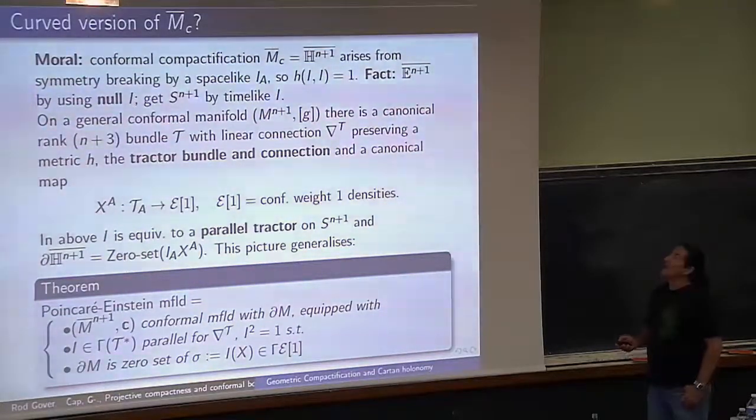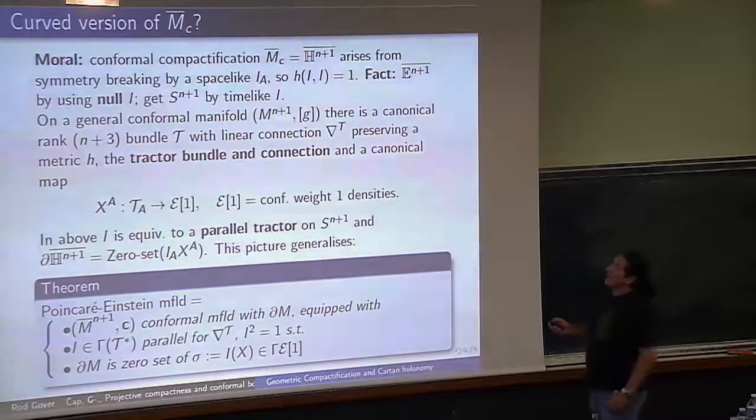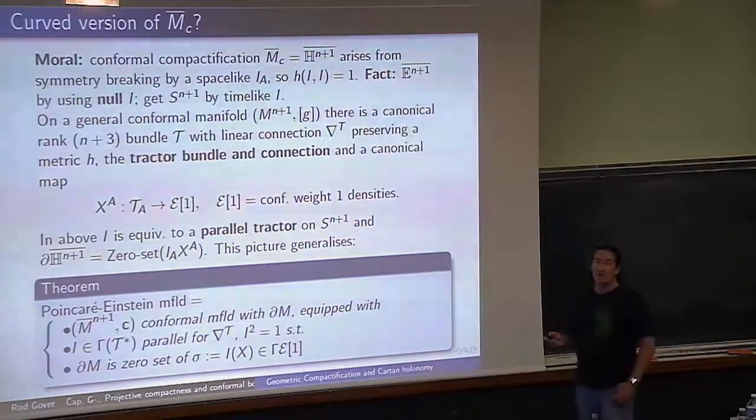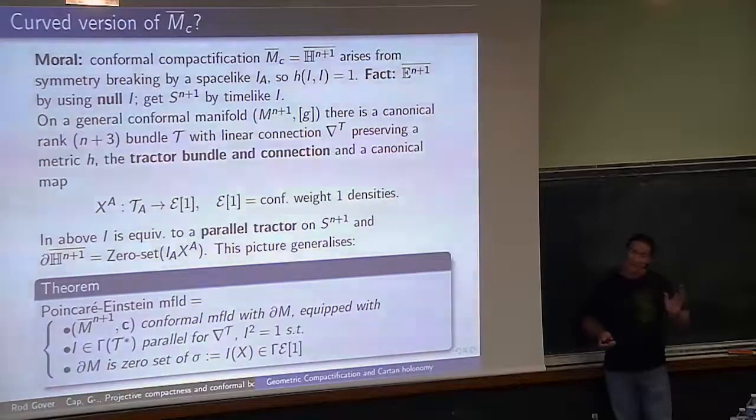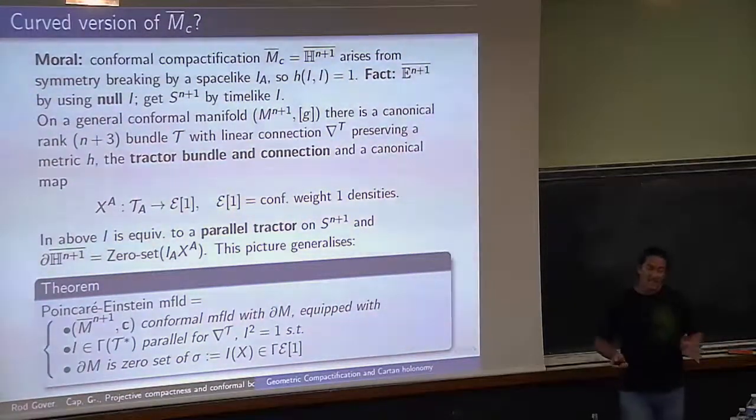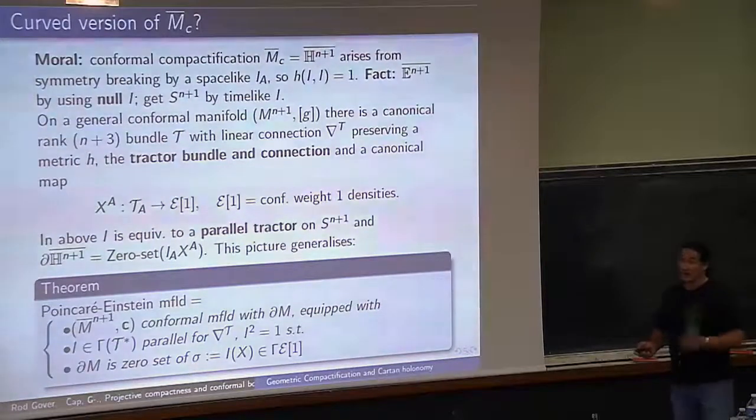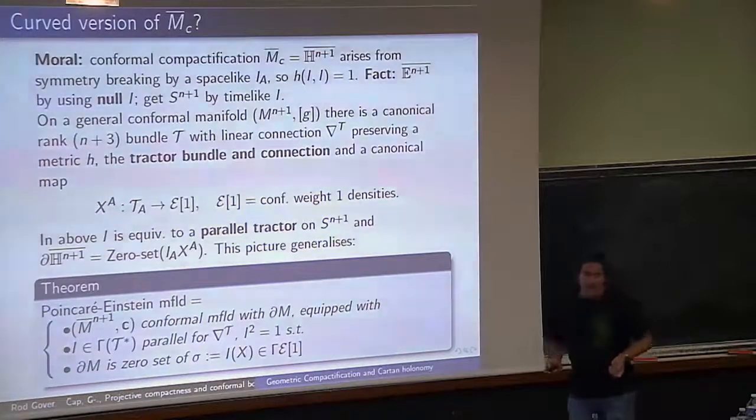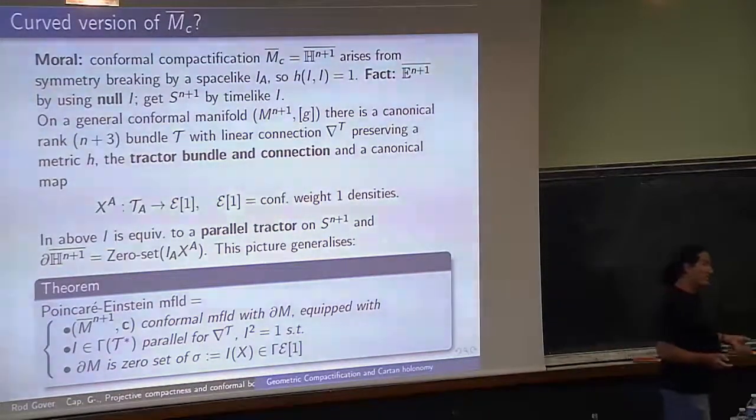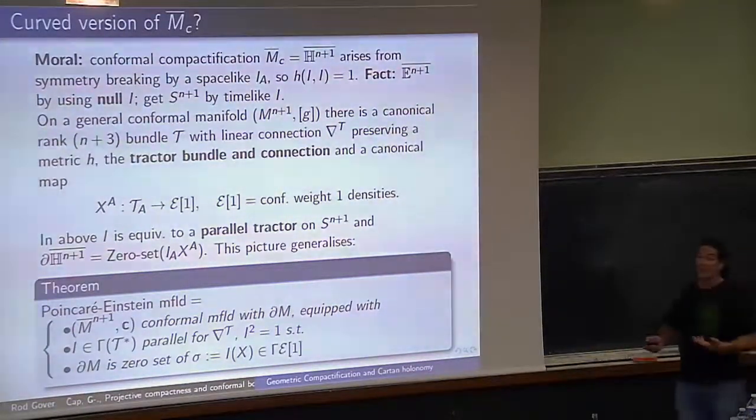Okay, so in that picture, what this constant vector gets replaced by is a parallel section of that bundle. So you have a canonical conformal connection on a vector bundle, and a parallel section of that is essentially an Einstein metric on your underlying manifold. Okay? And the word essentially meaning that there may be points where there are conformal infinities.